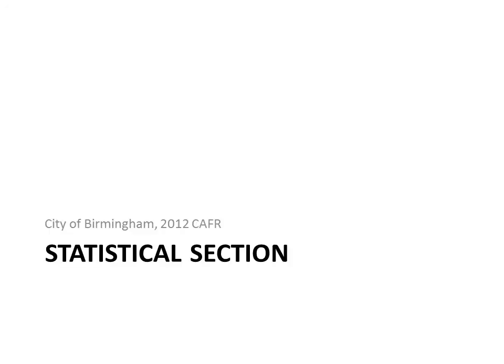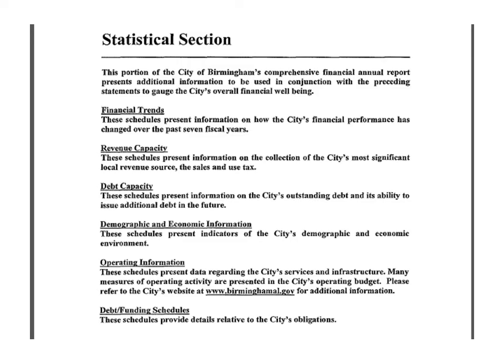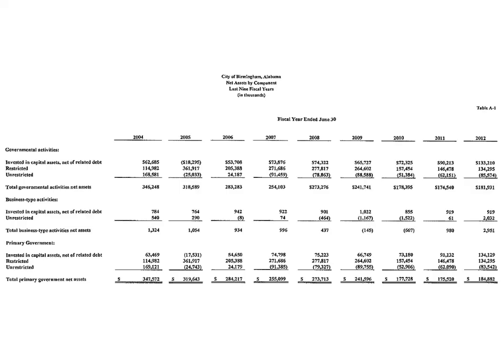The last section of the CAFR is the statistical section. And this first page of the statistical section just gives you various trends, various reports that you're going to see after this that show operating information, debt capacity, revenue capacity, and financial trends. Financial Trends says these schedules present information on how the city's financial performance has changed over the past 7 fiscal years. And here's an example of this.